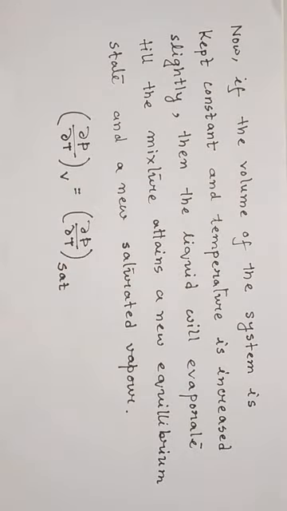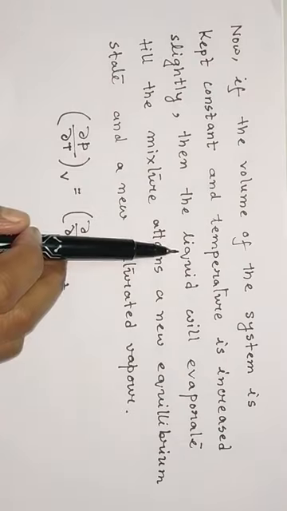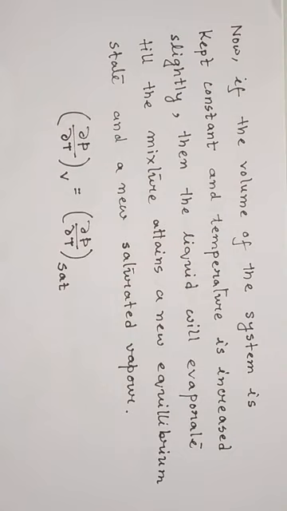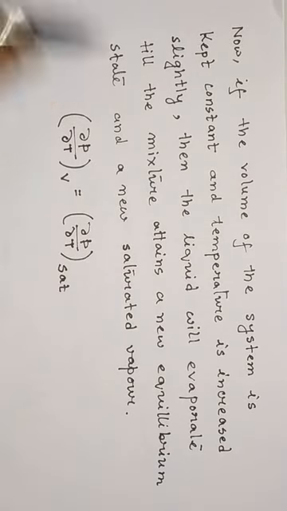Now as we are increasing the temperature, and we know vapor pressure is a function of temperature only, the saturated vapor pressure will change, and also the equilibrium state will be disturbed. So as a result, what will happen? The liquid will again evaporate, and the liquid and the vapor will achieve a new equilibrium state with a new value of saturated vapor pressure.